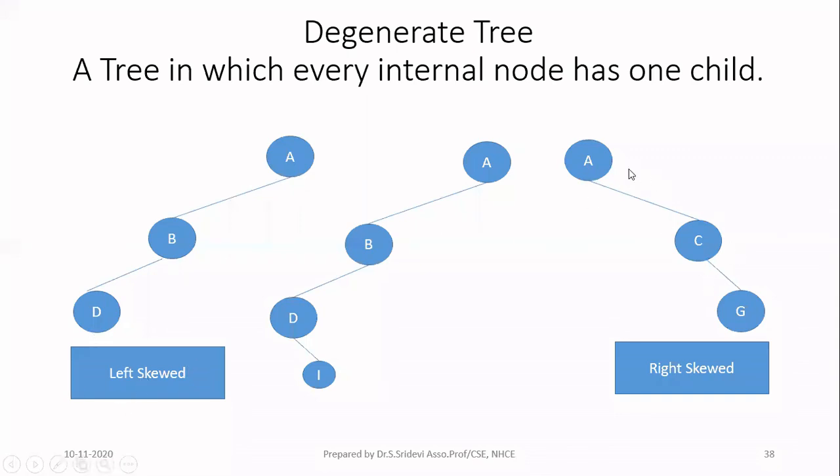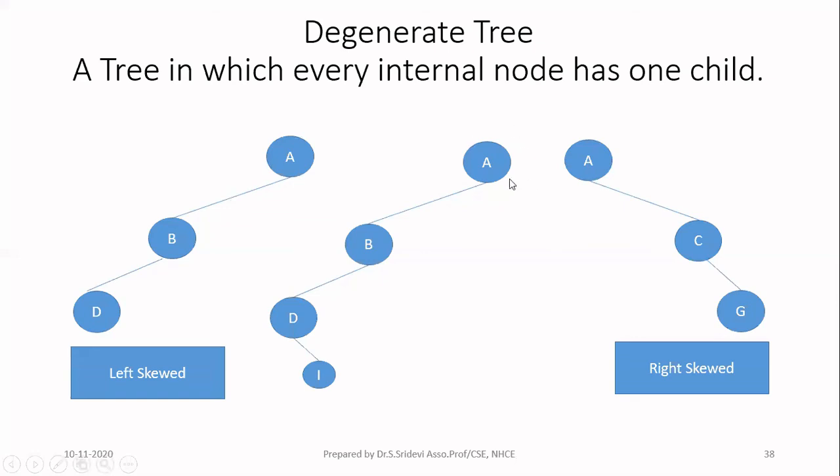You see this diagram here, all the nodes are having their children only in the right subtree part. So A is having the child in the right part, that is C. Similarly, C is having one child in the right subtree, that is G. G is a leaf node, it does not have any child. So if you see here, this is right skewed. So all the nodes are having their children only in the right subtree.